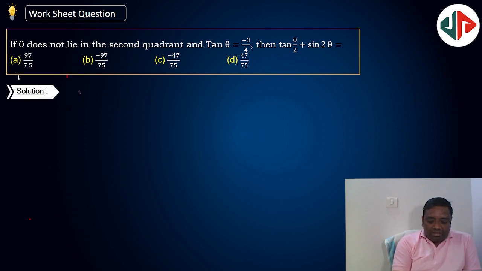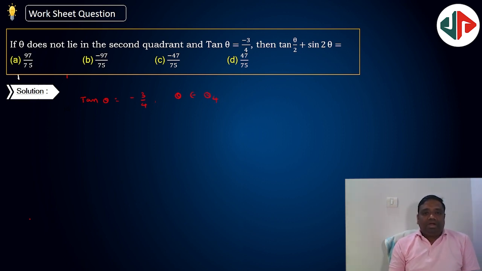Tan theta is given. Here tan theta is equal to minus 3 by 4, and theta does not lie in the second quadrant. Tan theta is negative in either the second quadrant or the fourth quadrant. This is the data given.